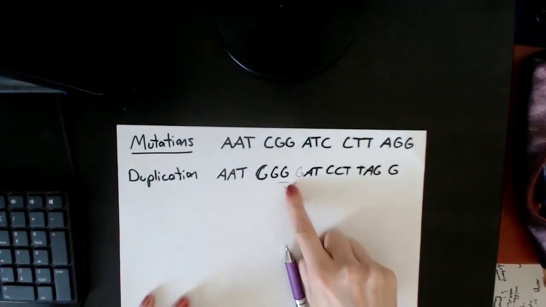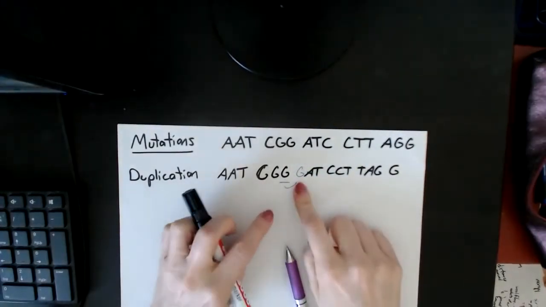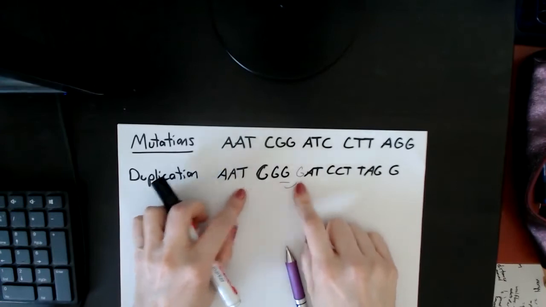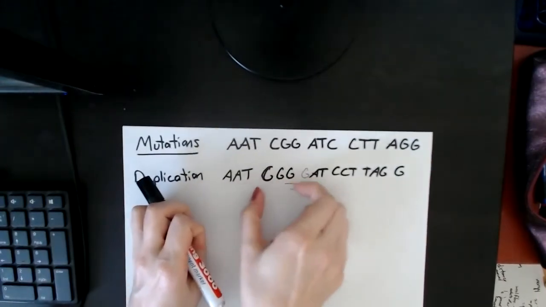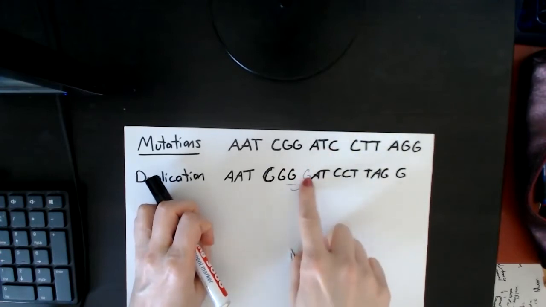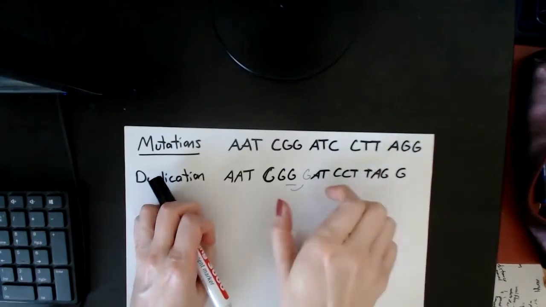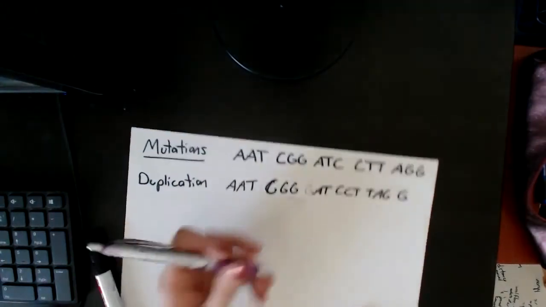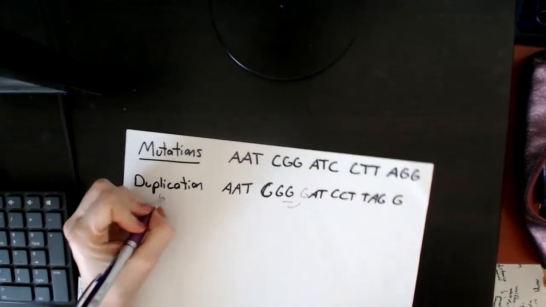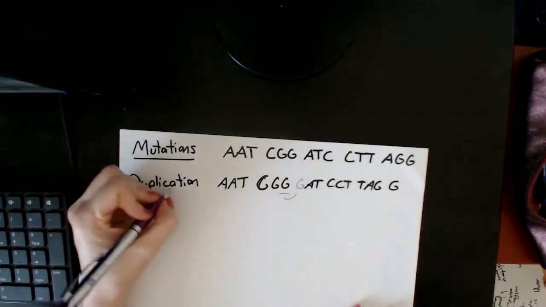Now, the problem with this, of course, is what you can see is because I've kept it in the 3s, is that it causes what's called a frame shift, which means that the AAT and the CGG are correct, but then after that, now instead of ATC, you've got GAT. Instead of CTT, you've got CCT. Instead of AGG, you now have TAG. So it causes a frame shift, which means that all of the downstream codons are now completely different, all right?